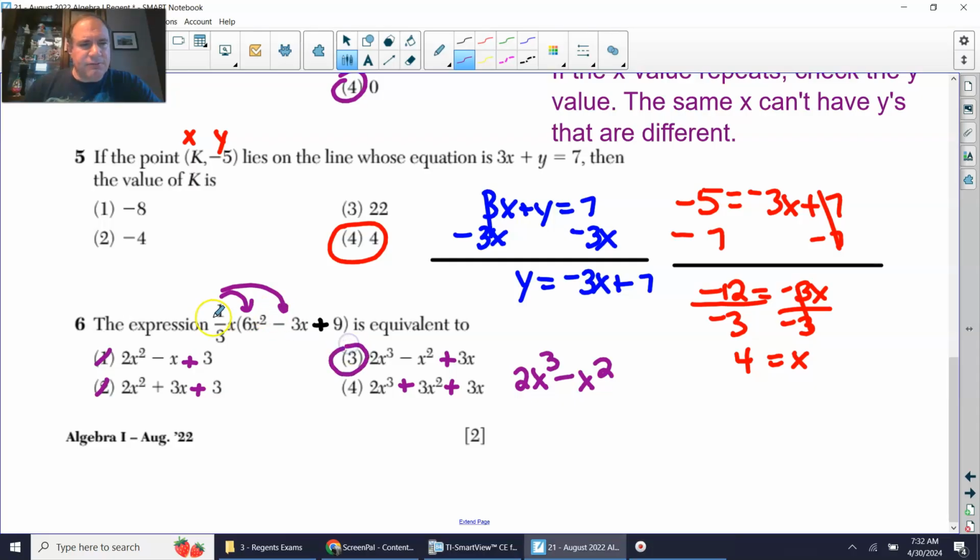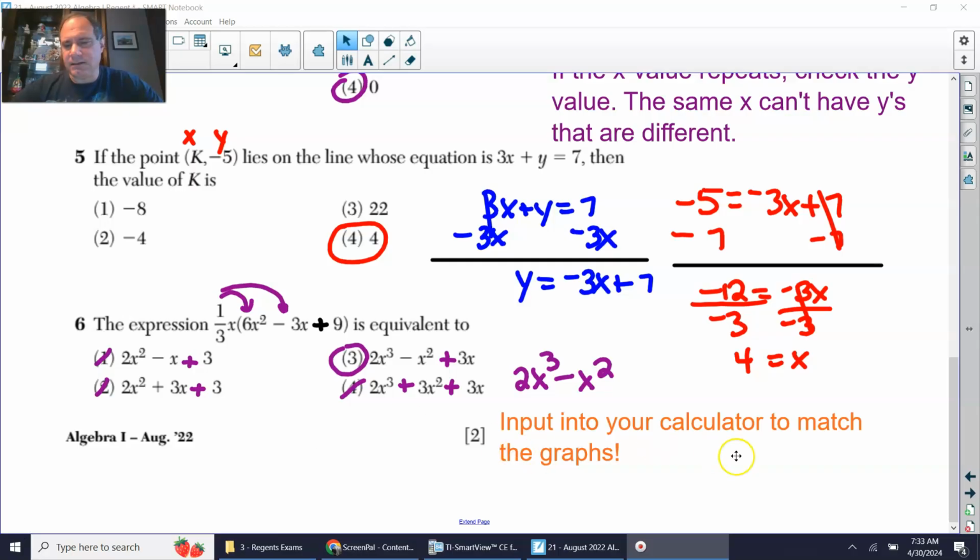Just doing the second one, it's 1/3 x times -3x. And you can do that in your calculator, and you see that you have x squared. It's not 3. So that's out. So 3 is your answer. Or you could put these into your calculator and just match the graphs. All right, so that's very important. Just match the graphs. And that is that.